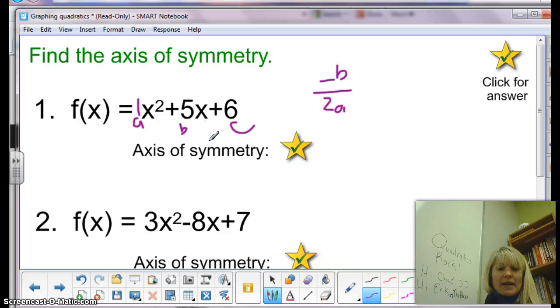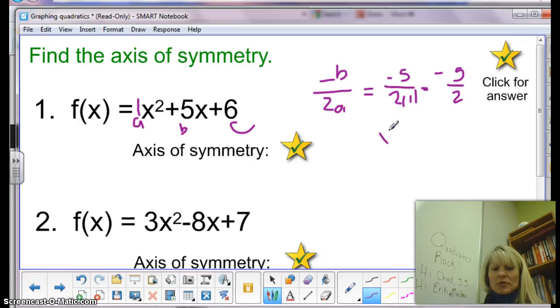So I'm trying to find the axis of symmetry. I'm going to plug in my 5 for my b and my 1 in for a. So I'm going to have negative 5 over 2 times a, which is 1. So I'm going to have negative 5 over 2. So my axis of symmetry is at x equals negative 5 over 2, or we could say negative 2.5. So I know wherever this parabola is, it's going to have a vertical line at negative 2.5.